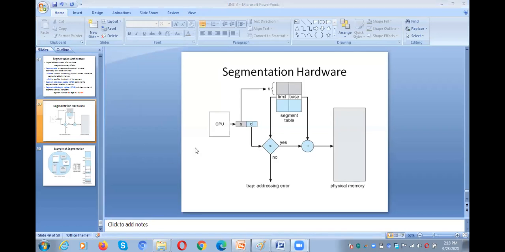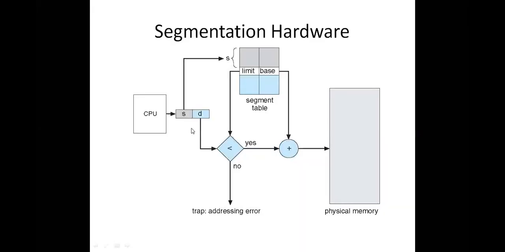So here this is the segmentation hardware. If you observe, the CPU generated address is divided into two partitions. Earlier, in the case of paging, the CPU generated logical address is divided into two parts. So follow the cursor please. The logical address is here divided into two parts: one is the segment number and the next one is the offset. Earlier in the case of paging, the first part is the page number and the second part is the offset. Here also the CPU generated logical address is divided into two parts: segment number and offset.